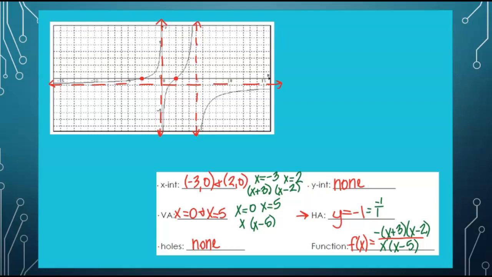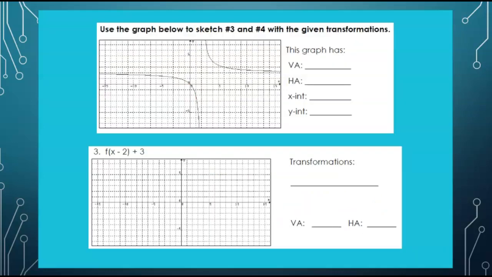Okay. Last problem is on the back side. We're going to do some transformations, but we're going to do simple transformations. It says use the graph below to sketch number 3 and number 4 with the given transformations. And the transformations we're going to do are all simple. They're all translations, so shifting left, right, up, and down.